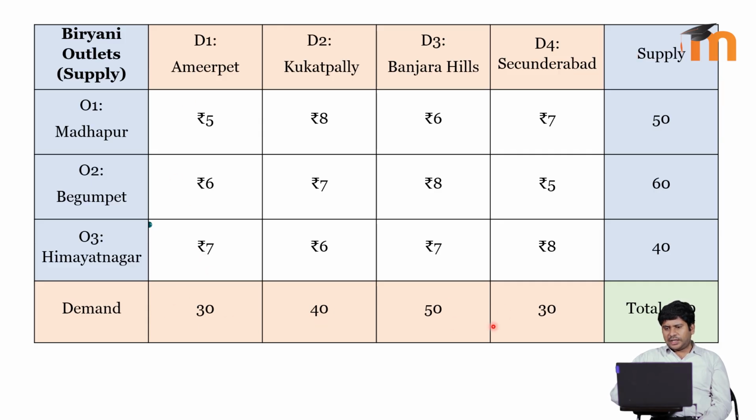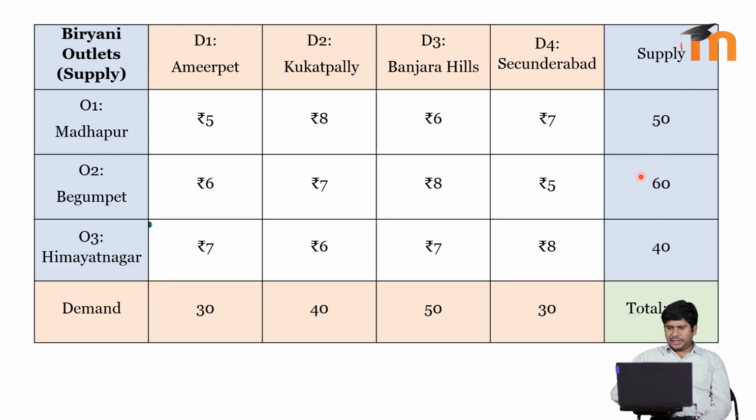Now our overall aim is to minimize the transportation cost. They have 3 outlets, and these are the demand values. What is the total demand? I mean orders, the number of orders demanded in Ameerpet, Kukatpally, Banjara Hills and Secunderabad. All together it is 150. They have an estimated number of orders of 150.